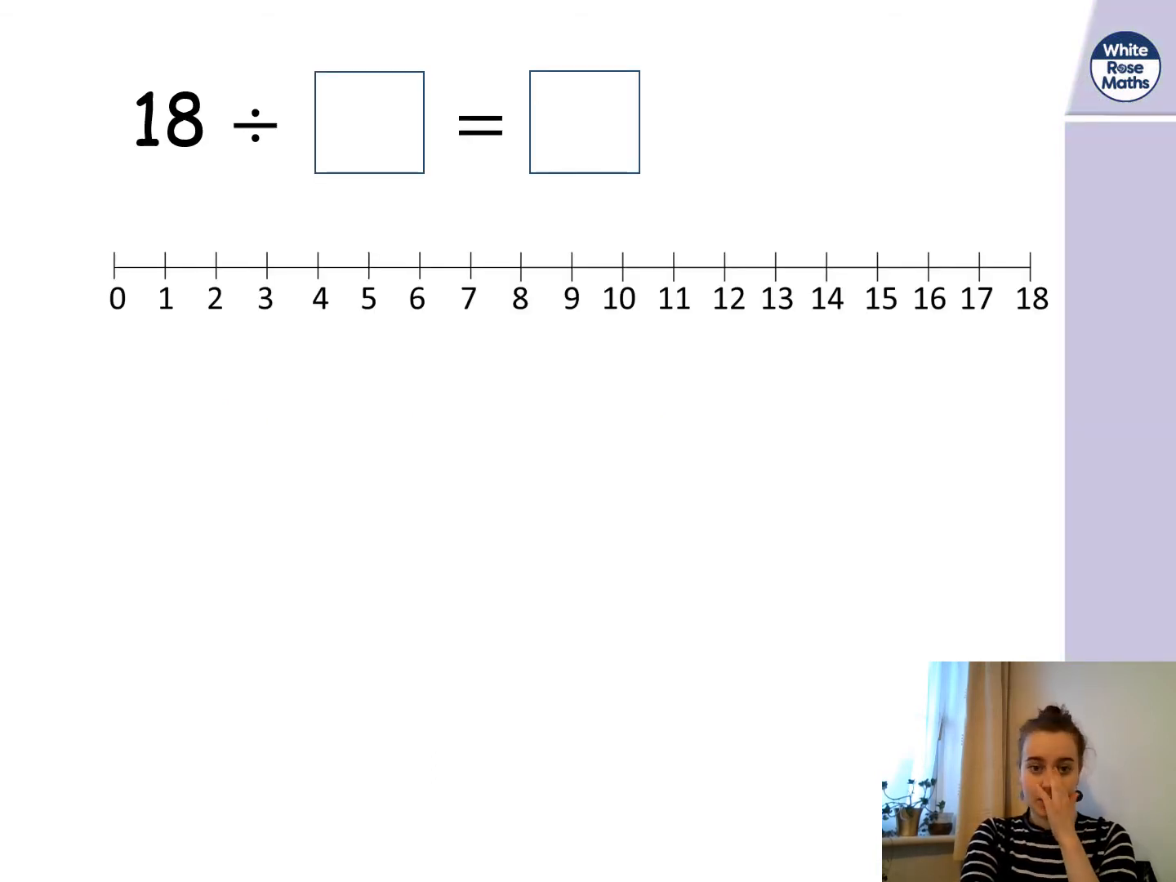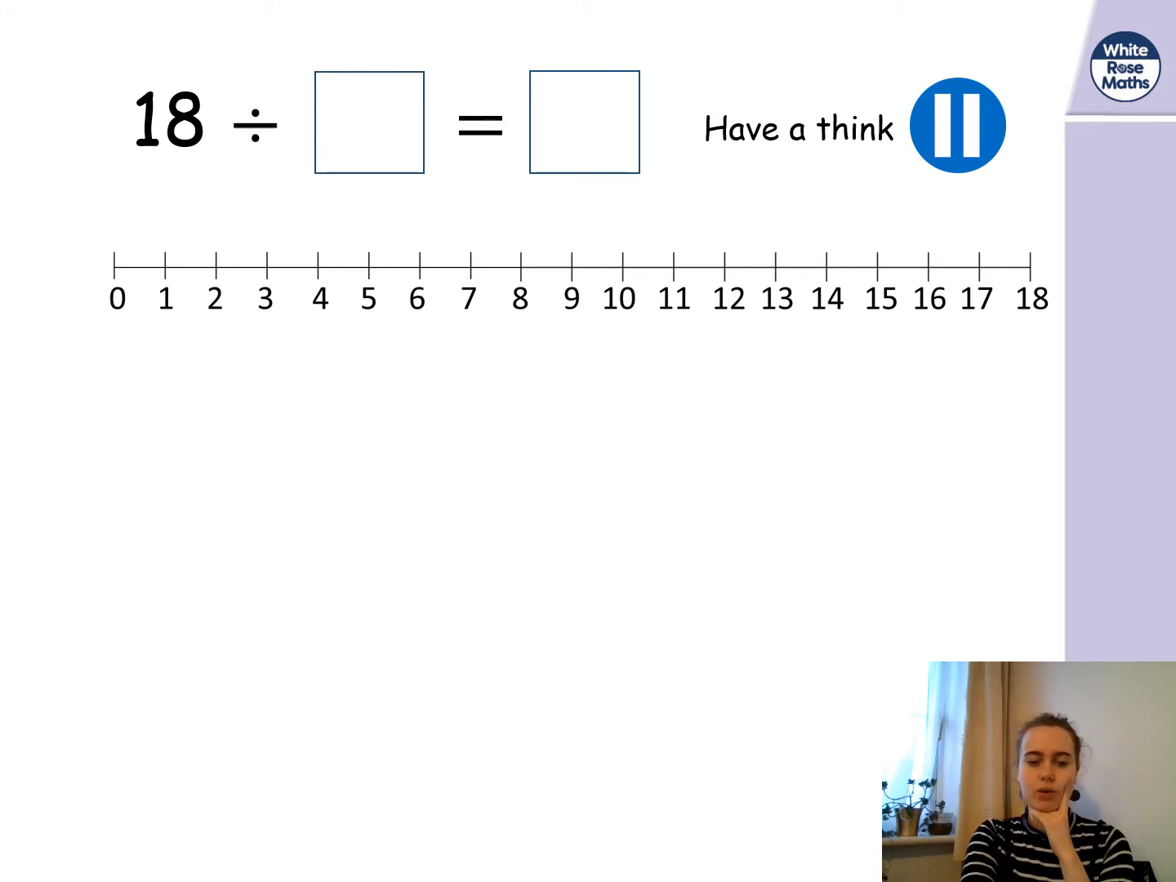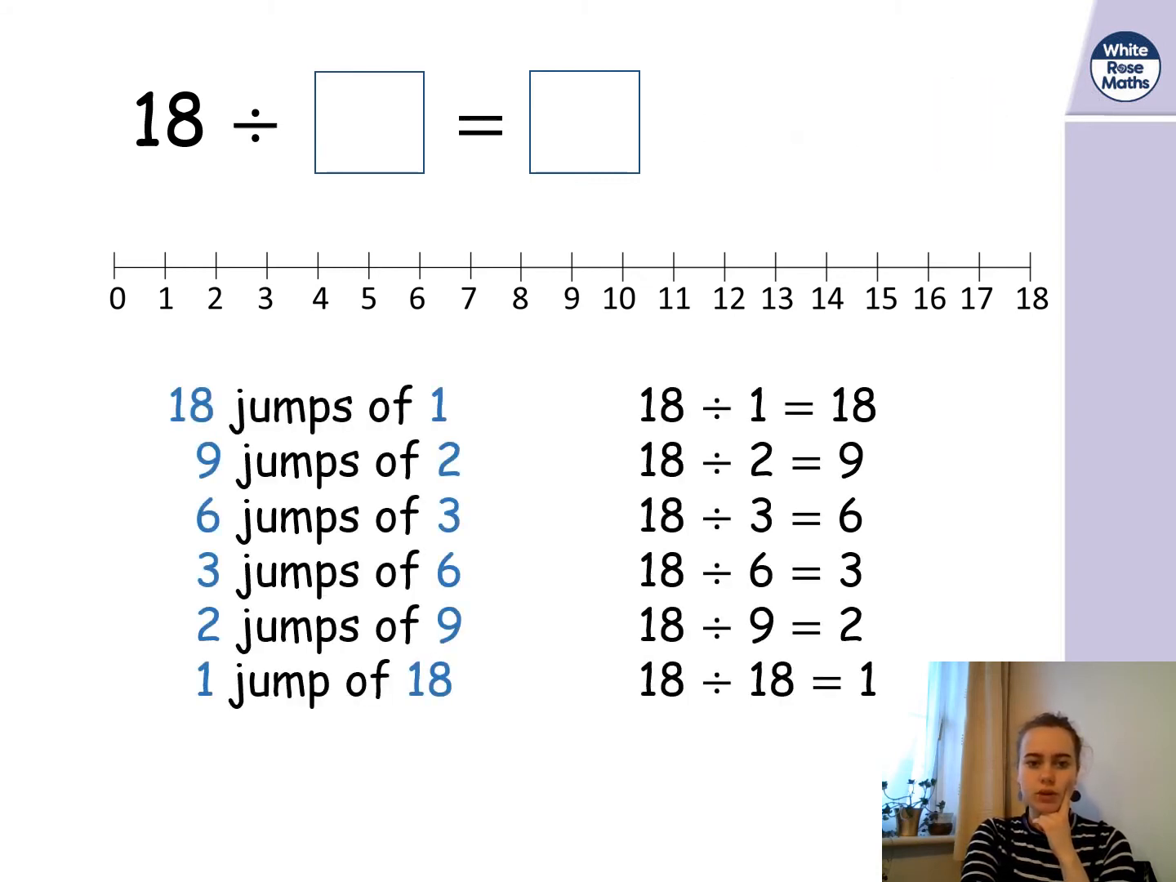Right, this time we need to work out both of the missing numbers. So 18 divided by something equals something. So have a think, what could we do our jumps in? Now, there's lots of different answers on the screen. So you could do 18 jumps of 1, so we could count up in 1s like that. Or we could count up in jumps of 3. So we could do 1 jump, and each time counting up in 3. Or we could do jumps in 6 or even jumps in 9. But you've got the answers there on the other side if you want to have a pause and think about how they've worked that out.